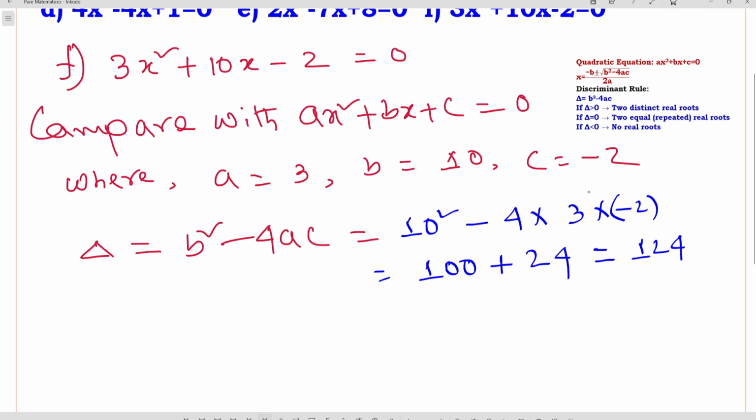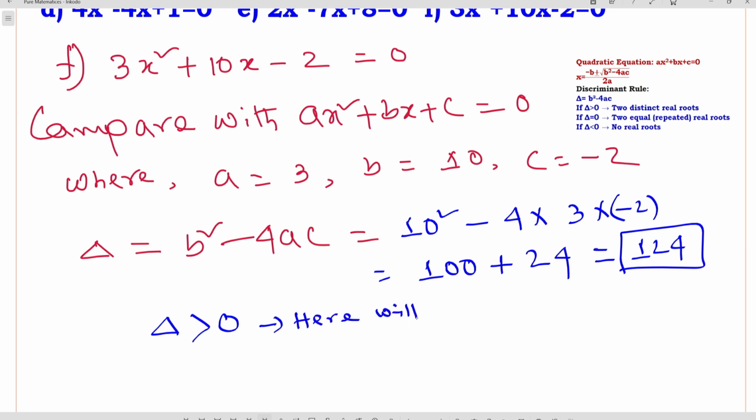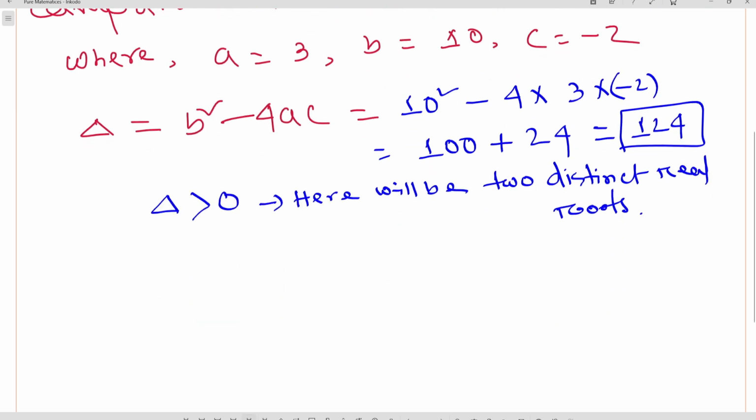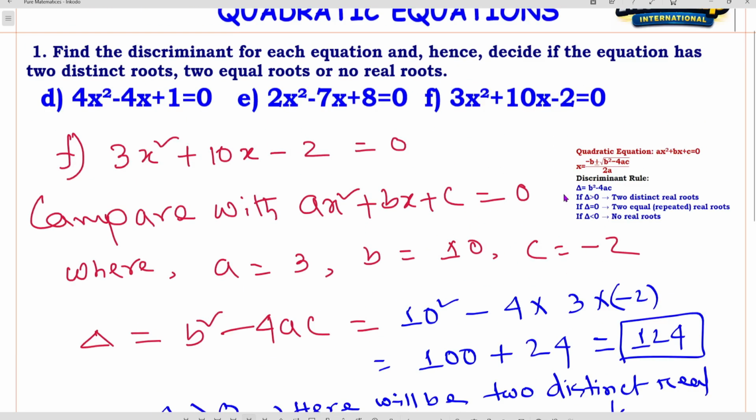124, what does that mean? Once the discriminant is greater than 0, we can say here will be 2 distinct real roots, right? So let's check. Our question is 3x² + 10x - 2 = 0, right?